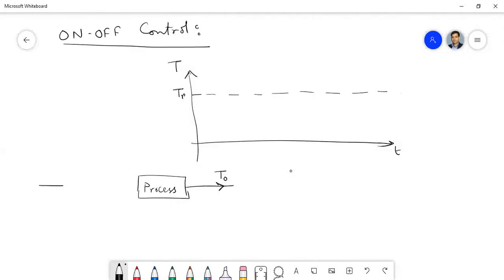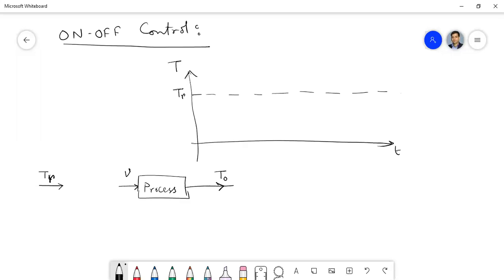My set point is different from T0 or T out. I want TR, but I may not have TR at the beginning itself, because at the beginning, the process may be cold. Okay, so what I have to do, I have to apply some voltage. So this is the voltage I have to give in the process so that the temperature may rise. Clear?